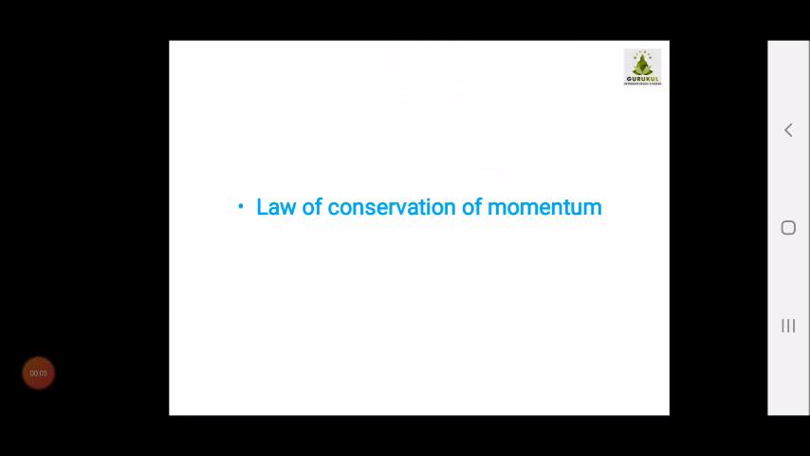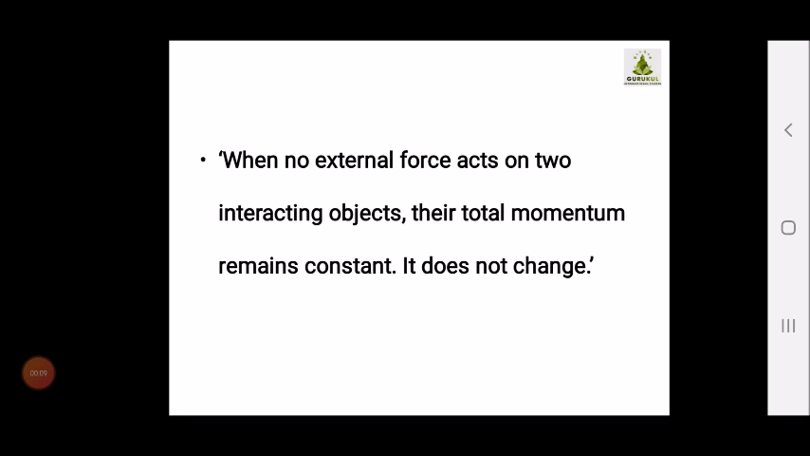Students, now we will be continuing with the law of conservation of momentum. There are certain concepts related to it. In the previous video we derived the law of conservation of momentum. Here we are going to study certain other concepts related to that.